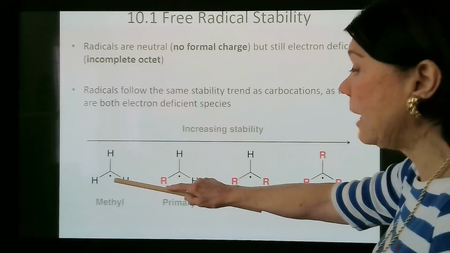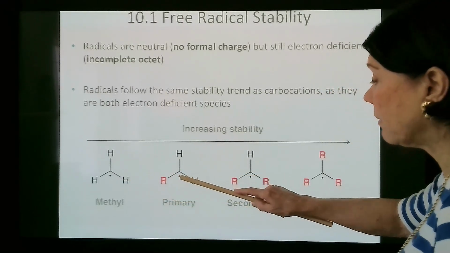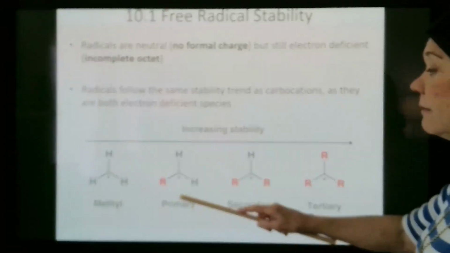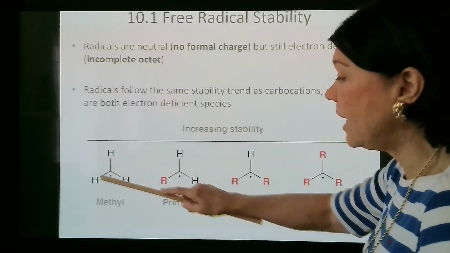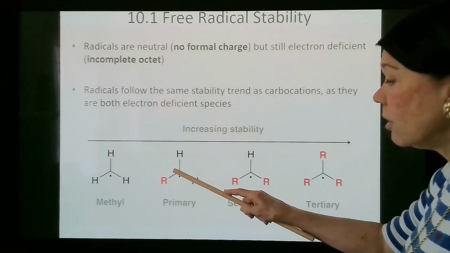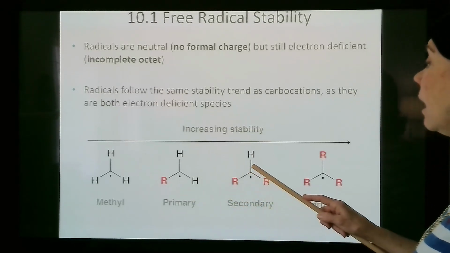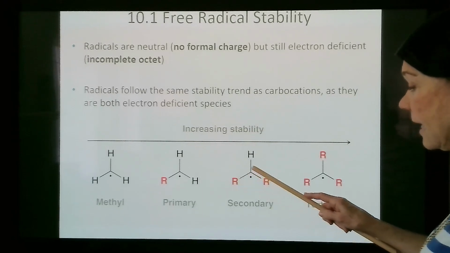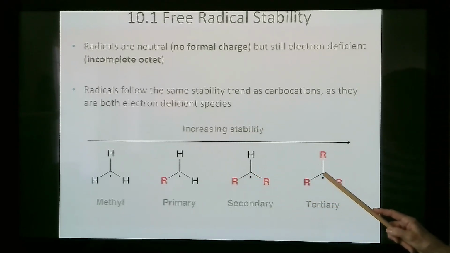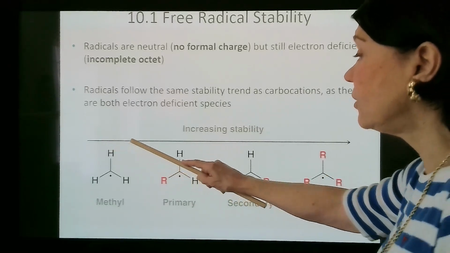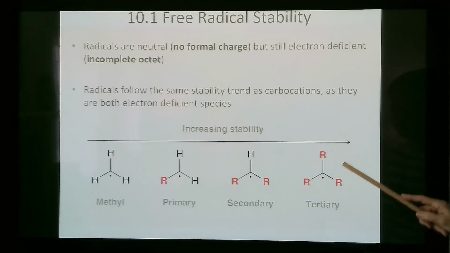So here, for example, you have methyl radical, a primary radical, a secondary radical, a tertiary radical. That's because here the carbon is attached to no alkyl groups. Here the central carbon that has the unpaired electron is attached to 1 alkyl group. Here the carbon that has the unpaired electron is attached to 2 alkyls, and here the carbon that bears the unpaired electron is attached to 3. And this has an increasing stability.